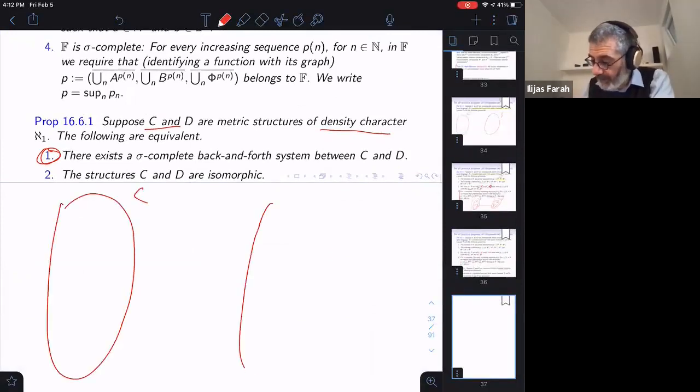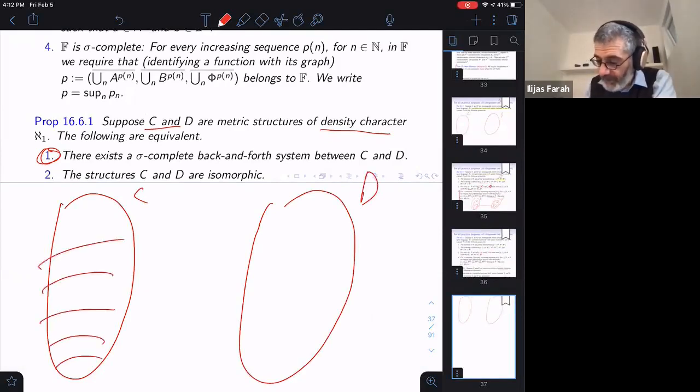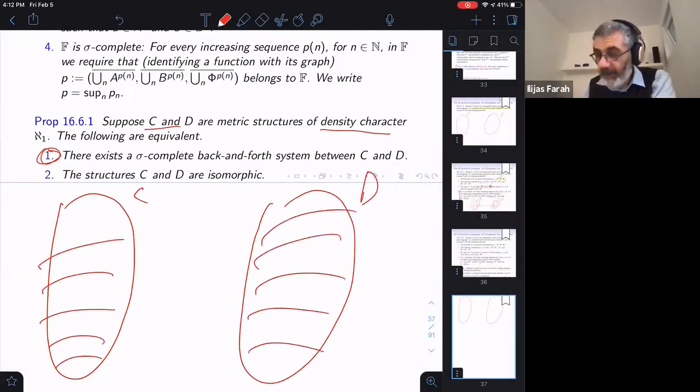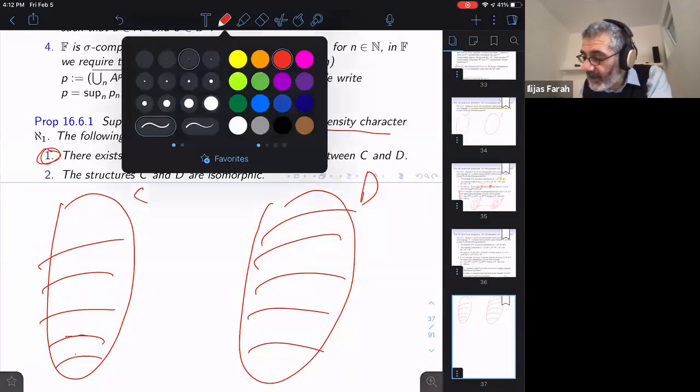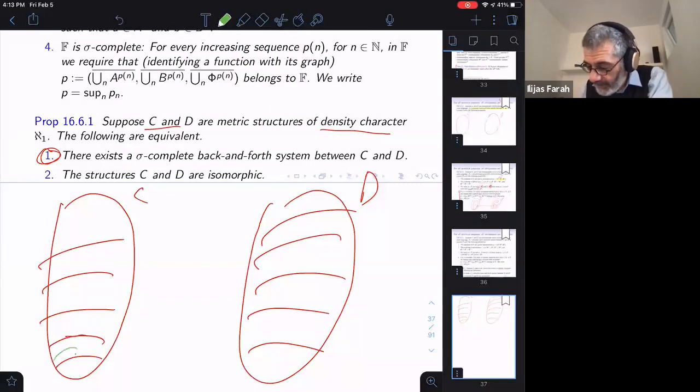So what does the proof look like? Well, you have C, you have D, you have these filtrations of C and D into continuous elementary submodels, but you also, in addition to that, have this back and forth system. So you just take first condition your system to contain, let's say elements of the system are in green. So here is AP, which includes C0, and make sure that BP includes D0.